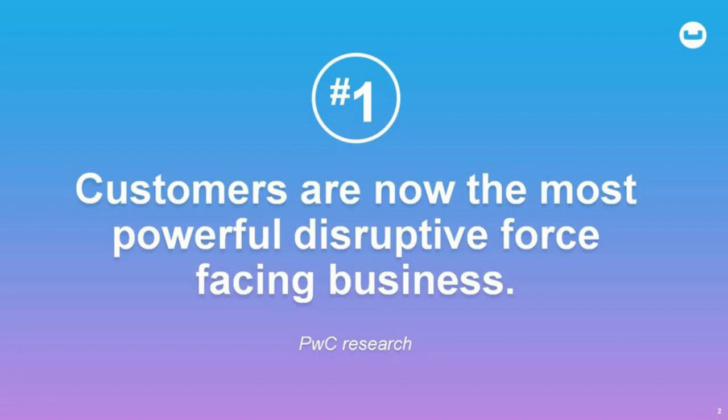So you may have seen the statistic that about 52% of the S&P 500 have disappeared in the last 15 years. That's a lot of churn, and the most interesting part of that, the reason that's happening, is because of customers. It's not really about pricing or products or competition. It's about customers, and it's about customers influencing customers. That's the most powerful force disrupting business today. And it's driven by this digital transformation.